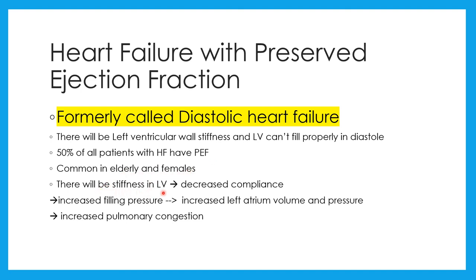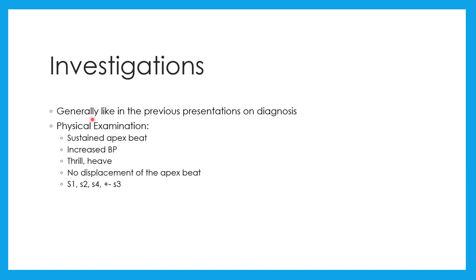Here, there will be stiffness in the left ventricle, leading to decreased compliance. Then, there will be increased filling pressure, leading to increased left atrium volume and increased pressure. These all together lead to increased pulmonary congestion. Then the affected person will come down with cough, orthopnea, paroxysmal nocturnal dyspnea, and with time, right heart failure. So investigations here are generally like in the previous presentations on the diagnosis. So you can pause and rewind back.